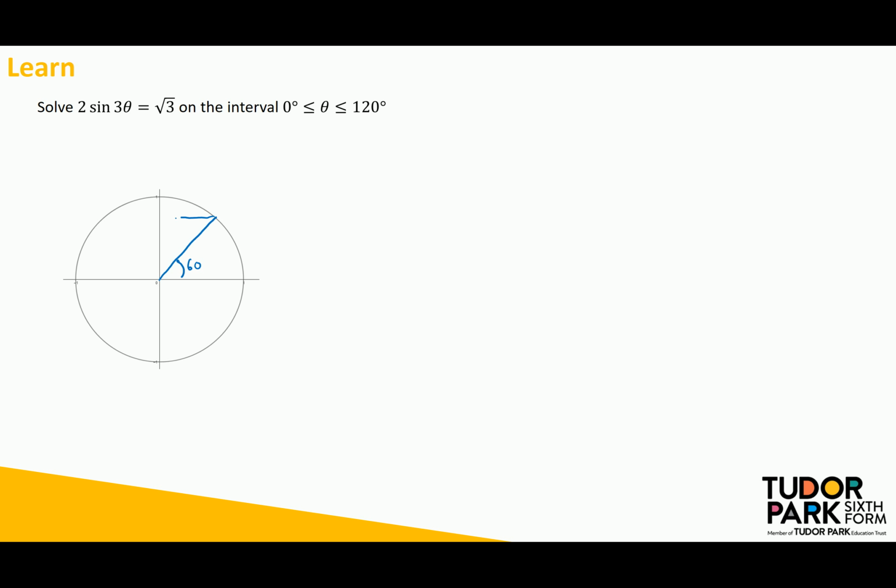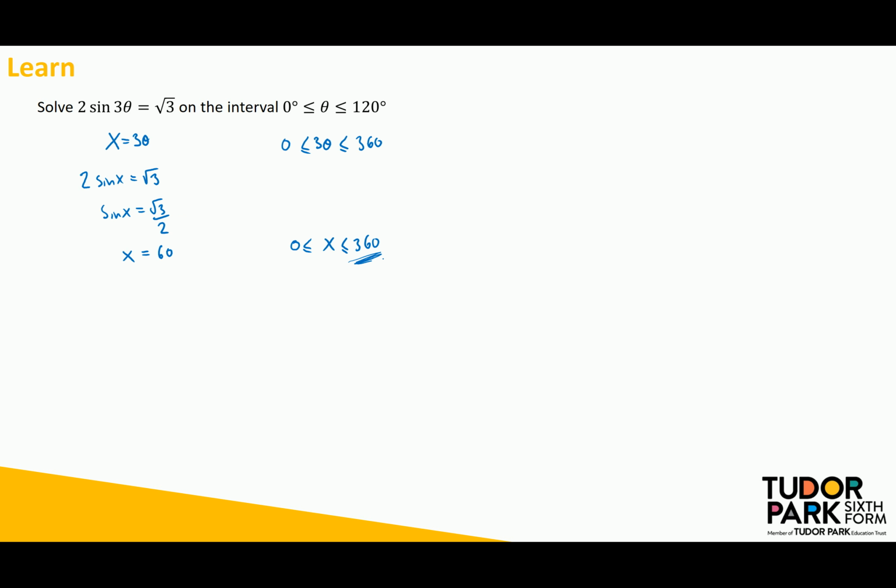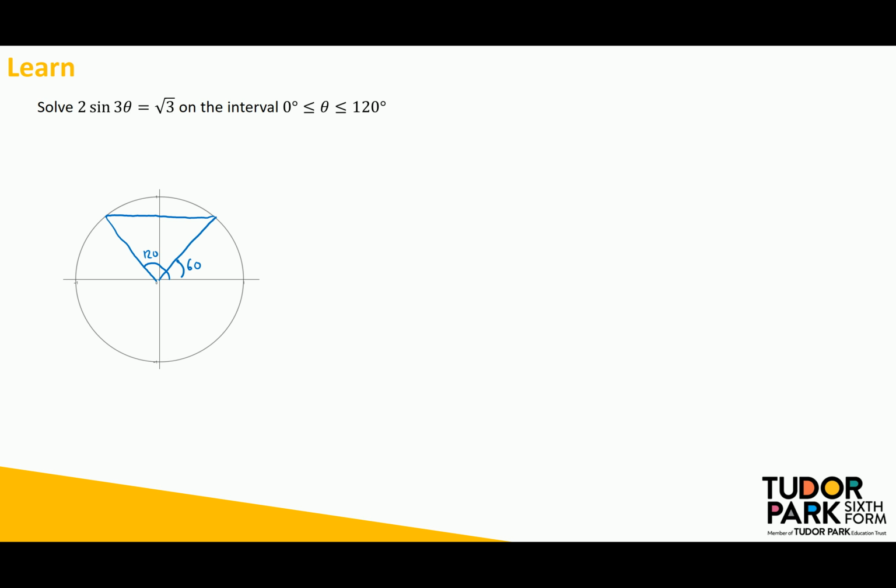Well, I know my principal solution is 60 degrees, so let's draw that on our unit circle. I'm talking about sine, so I want to go through this axis and down. So my second solution would be here at 120 degrees. My next solution is going to be at 360 plus 60 degrees, which is 420. But 420 is out of range. So there are my solutions. X, which we know is 3 theta, is 60 degrees or 120 degrees. Now, if I want to find out what theta is, I just divide these values by 3. So theta will turn out to be 20, or theta will turn out to be 40.